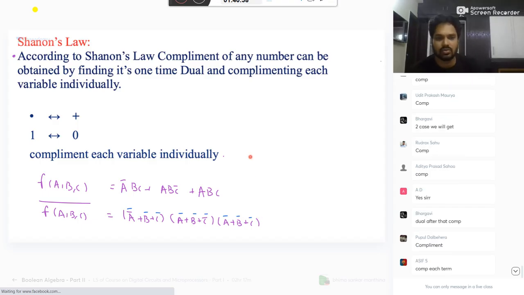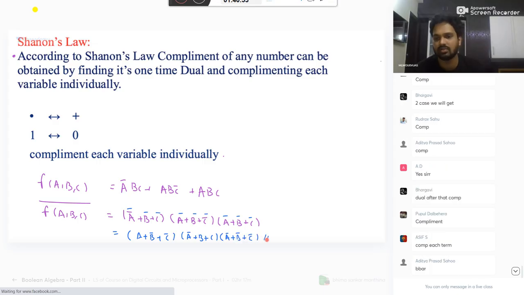Now, what is your answer? Finally, (A plus B bar plus C bar)(A bar plus B plus C)(A bar plus B bar plus C bar). This is your final answer. This is how you need to find the complement of the whole expression easily. Find the dual, complement each variable individually, all the A, B, C.